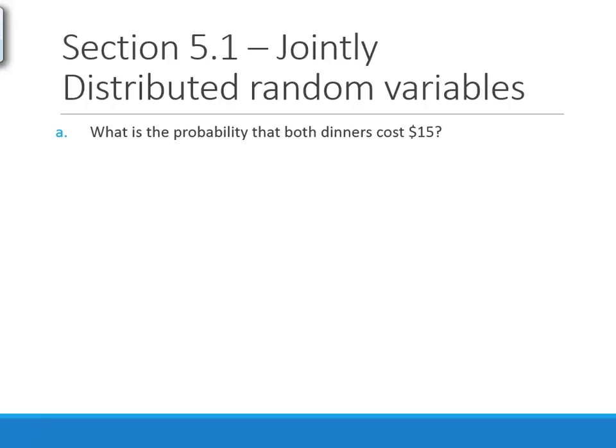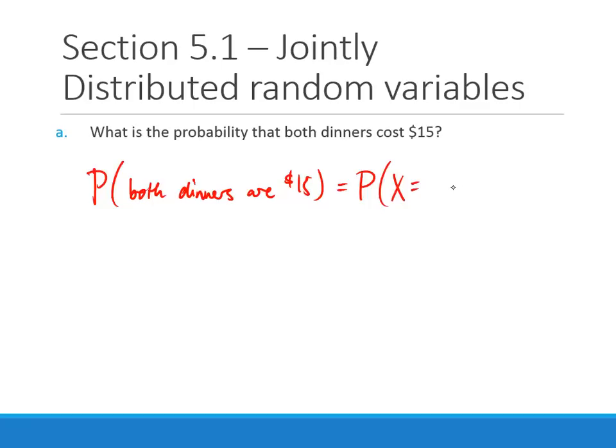Okay, so keeping your eye on that table, we can answer a similar question as we've done before. What's the probability that both dinners cost $15? So this is going back to our notation. Putting this in terms of our random variables x and y, we want the probability that x equals 15 and y equals 15. And again, this comma means and.